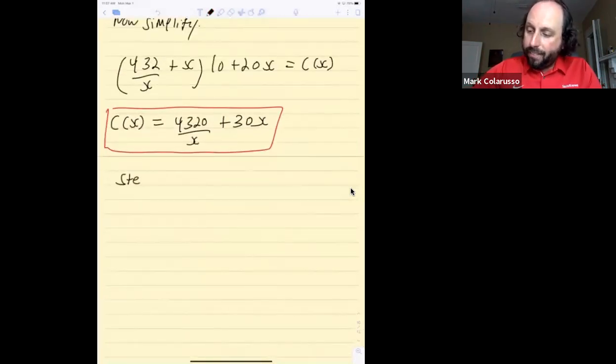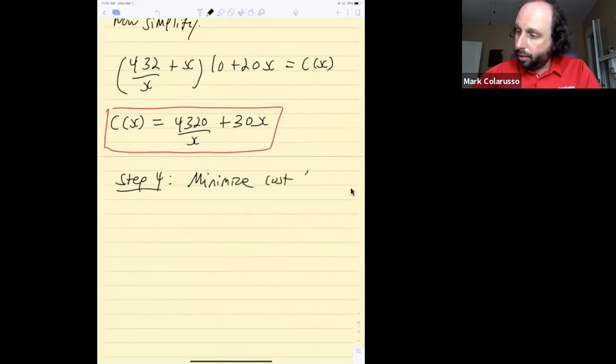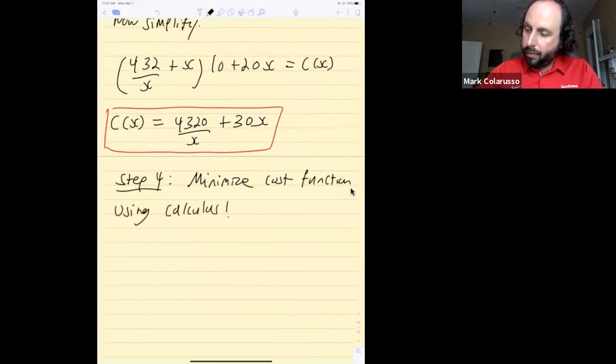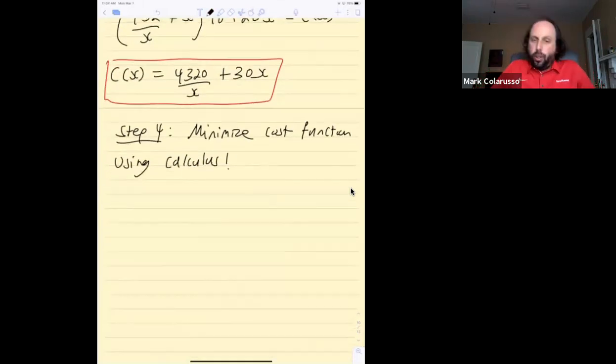Step 4 is minimize this cost using calculus. And now the derivative here is a little trickier, right? This is not a polynomial. We can still use the power rule, but this is a rational function. So we have a negative power.